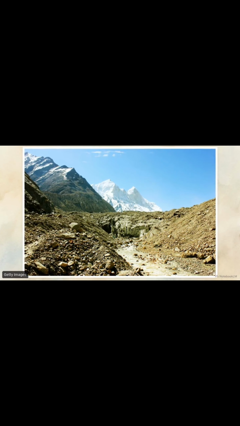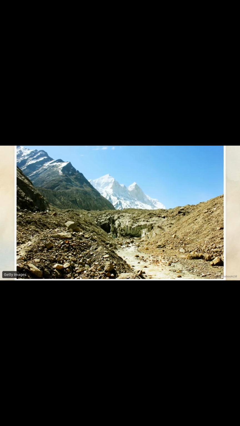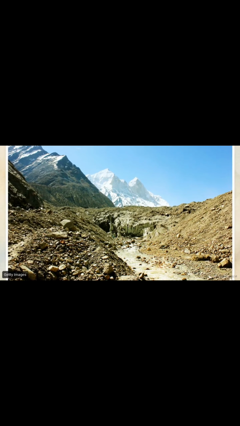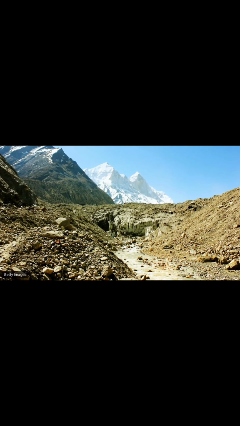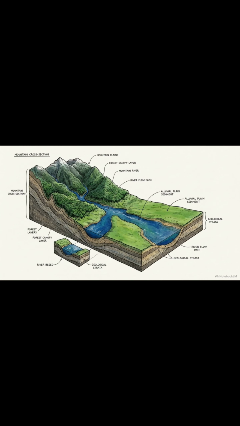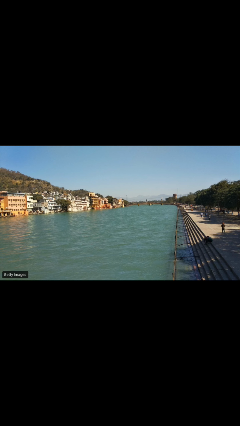At its origin point in the Uttarakhand Himalayas, the water emerges from the Gangotri Glacier not as the Ganga, but as the Bhagirathi River. It only officially becomes the Ganga downstream at Devprayag, where the Bhagirathi merges with the Alaknanda. From there, the newly formed river descends from the mountains and breaches the flat northern plains at Haridwar.